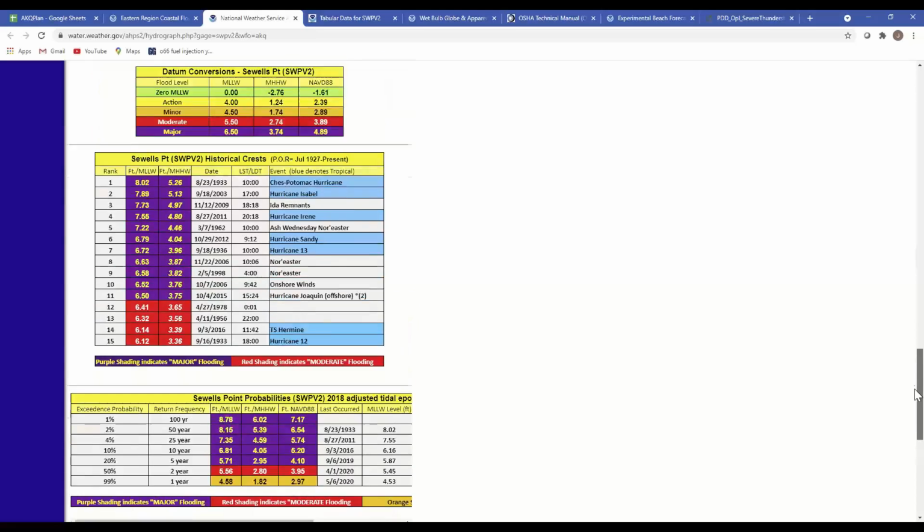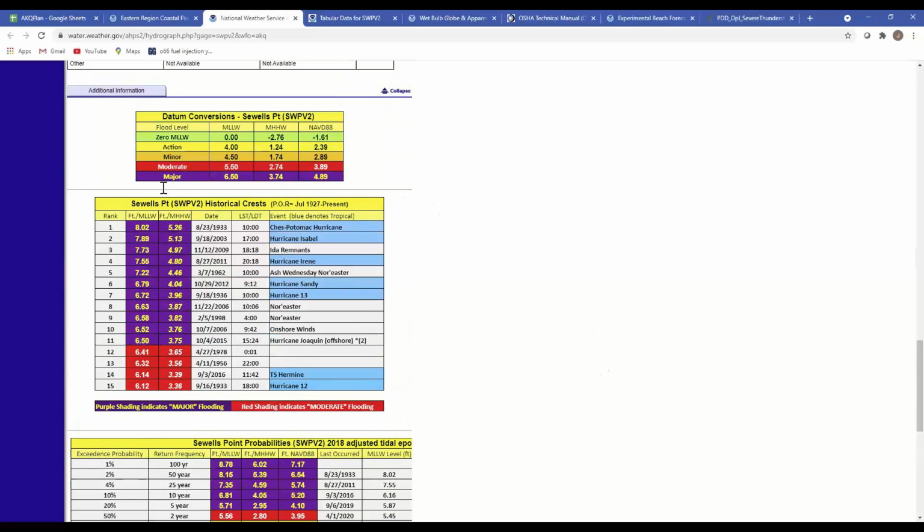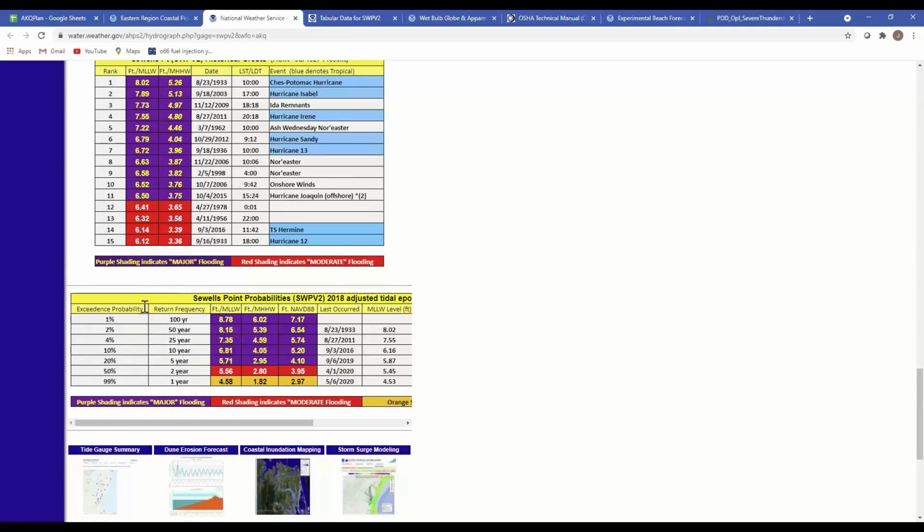For most of the tide gauges, we have the conversion tables and we have some crest history, but only a few of the gauges will have a table like this, and that's because they have to be a really long-standing National Ocean Service gauge for us to have these probabilities. And do notice that this is based off the 2018 tidal epoch, so we're trying to use the most recent data when it comes to the probability, something that's more representative of where we are right now with our water levels. So this is all from the National Ocean Service, and we've lifted the data and just put it right here on the AHPS pages for you.